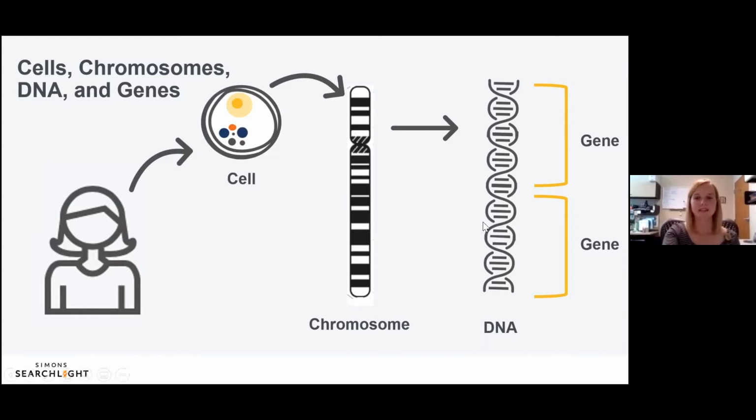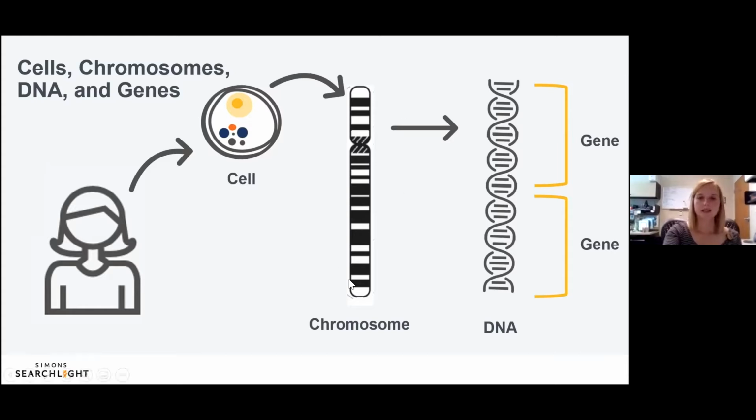Our DNA is then wound up and put into packages that we call chromosomes, which we'll get to in just a second, so hold on to that. And then our chromosomes go into each of our cells, and our cells are the building blocks of our bodies. Our bodies are made up of billions and billions of cells.